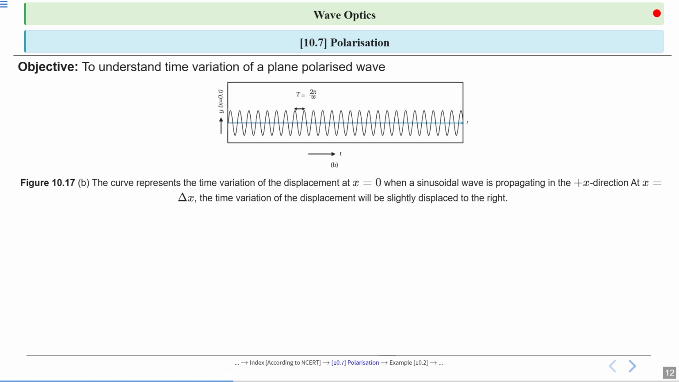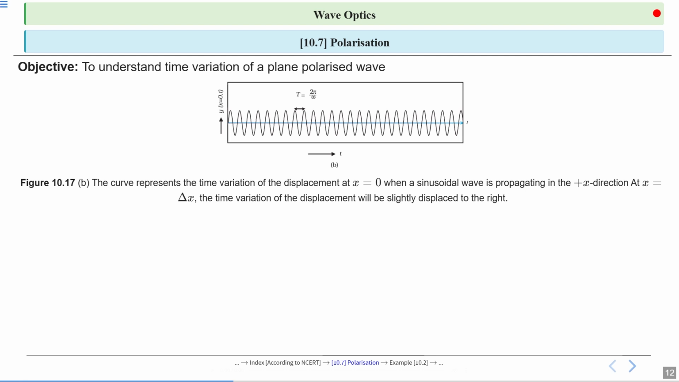So students, now we will study the time variation of a plane polarized wave. Our objective is to understand how the displacement of a wave changes over time at a specific point. If we restrict the position dependence of the wave, it means we are considering only one point. At one point, a traveling wave is considered. So we will see the time variation of the plane polarized wave.